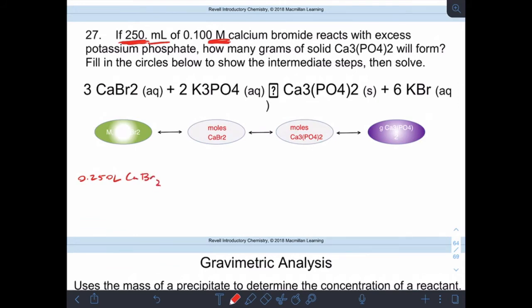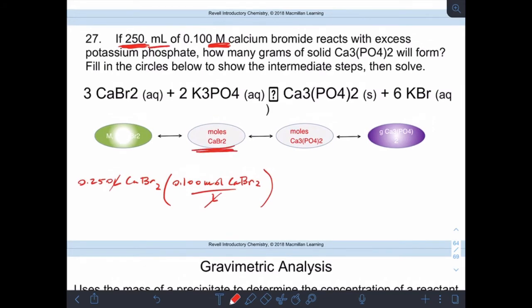Okay, so now I have this molarity, and the molarity is going to act like a conversion factor. So that's going to give me 0.100 moles of calcium bromide per liter. Okay, so my liters will cancel out, and that will give me moles of calcium bromide. So if I stopped here, that's what I would have. I would have this part right here.